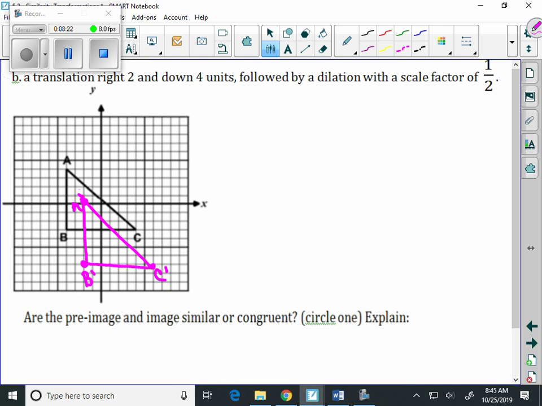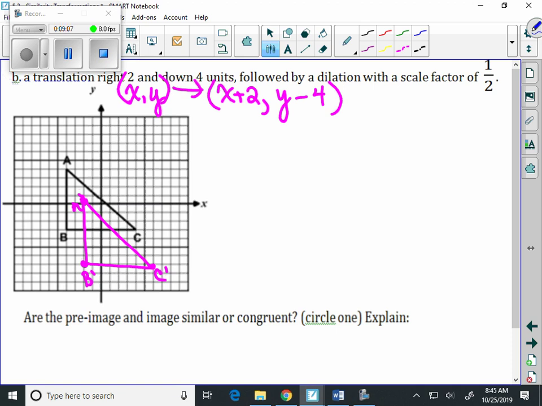Just as an aside here, I know it doesn't ask anything about that, but if we were to write a rule where it says translating right 2 and down 4, we would say x, y maps to, and then right 2 means that we would add 2 to whatever x value we have, and for y, we went down 4, so we would subtract 4 from whatever y value we had. That's just something that we maybe didn't talk about enough in the last unit, so I'm just showing you again.